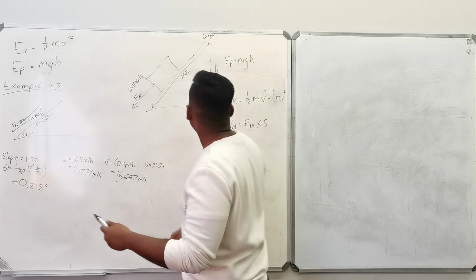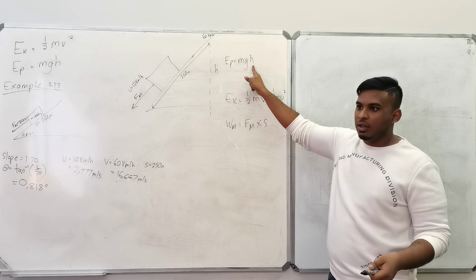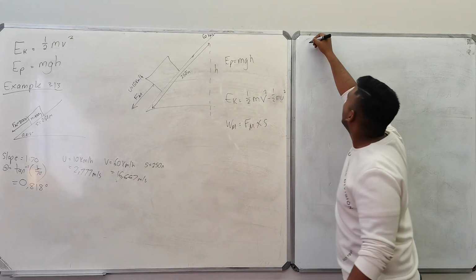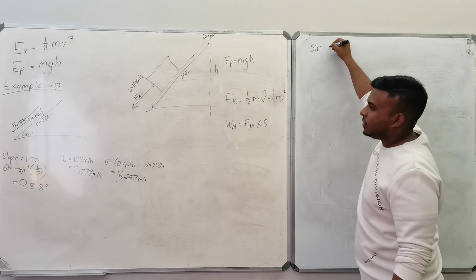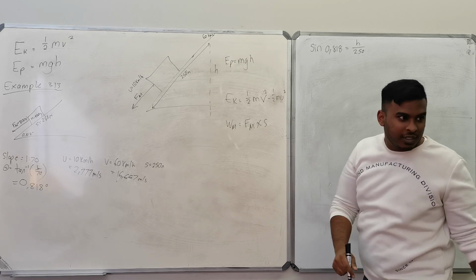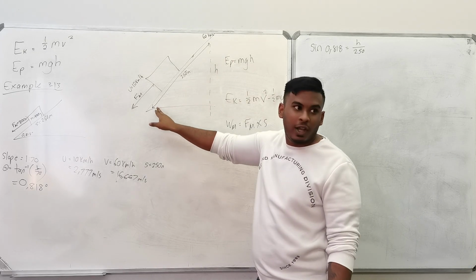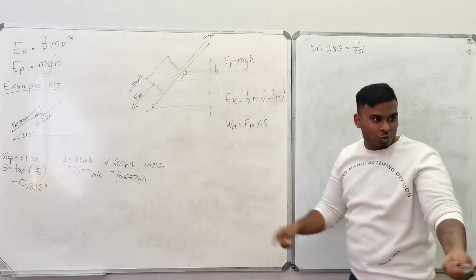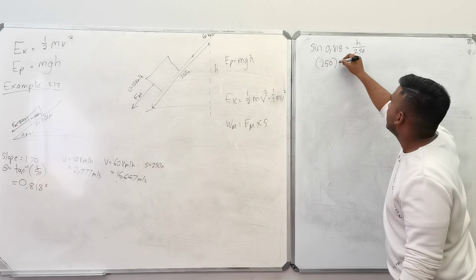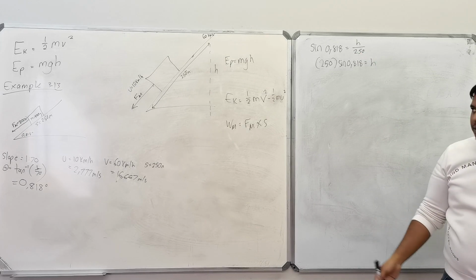So, why have we got this here? Do we know the mass? Yes. Gravity? Yes. Height? No. So there's only one unknown. Sine of 0.818 is equal to your height all over 250 meters. Remember, 250 meters, your angle is 0.818. You're working out the height at 250 meters on the incline. So this would be 250 sine of 0.818, which is equal to your height. So what's your height?